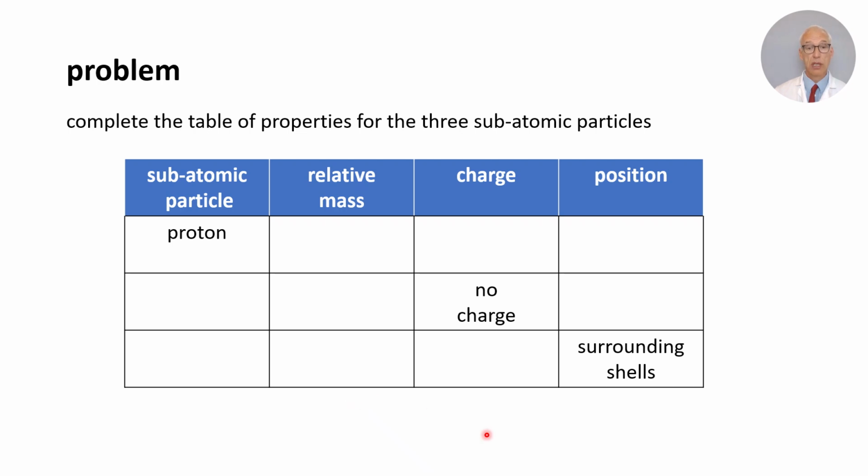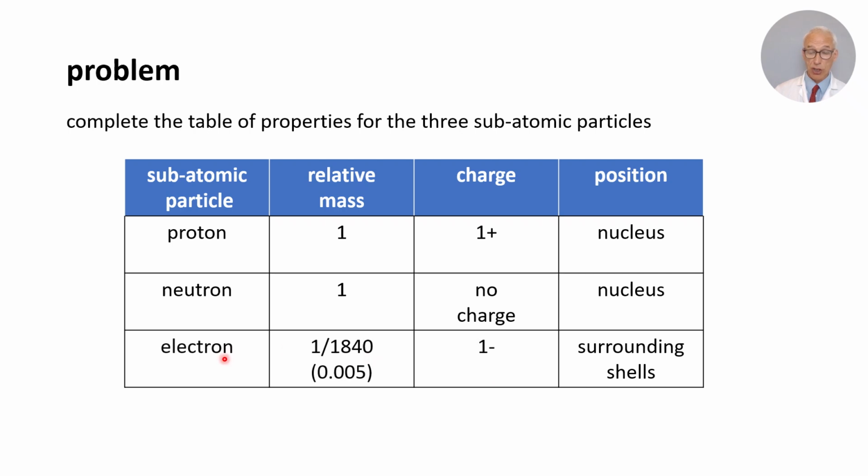Okay, so let's have a look at what my answers are. Well, the proton has a relative mass of 1, a charge of 1 plus, and is found in the nucleus. The subatomic particle with no charge is the neutron, which also has a relative mass of 1 and is found in the nucleus. The subatomic particle found in the surrounding shells is, of course, the electron, which has a mass of 1 over 1840 and a charge of 1 minus.